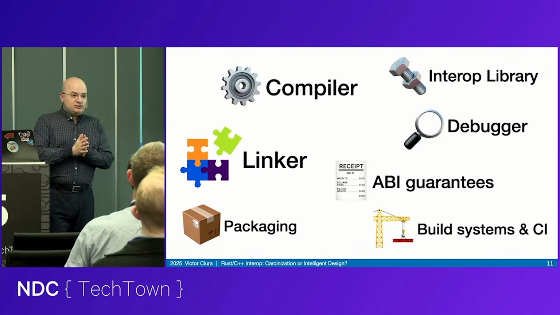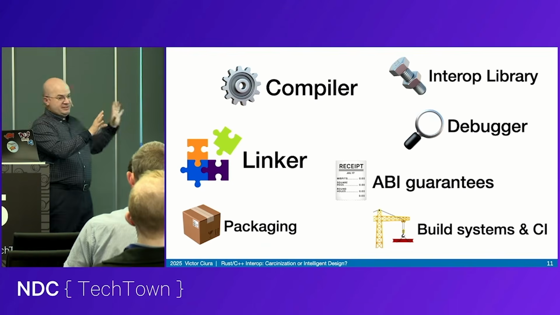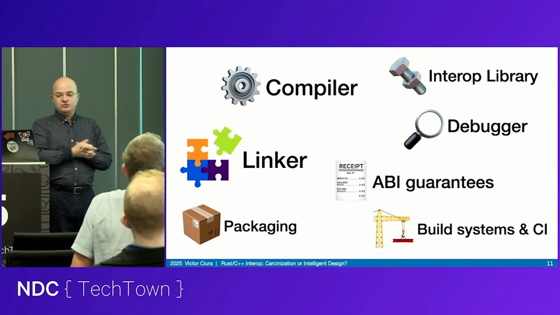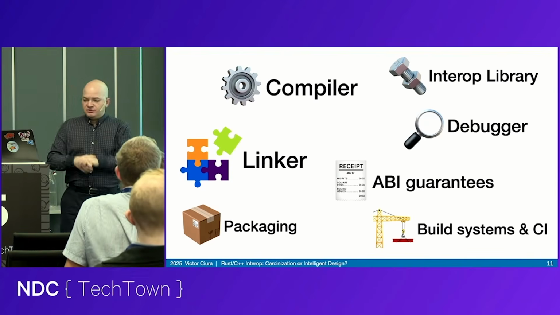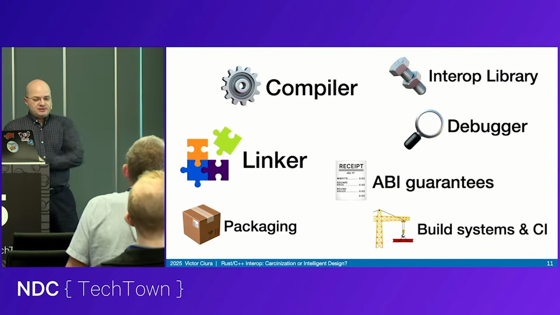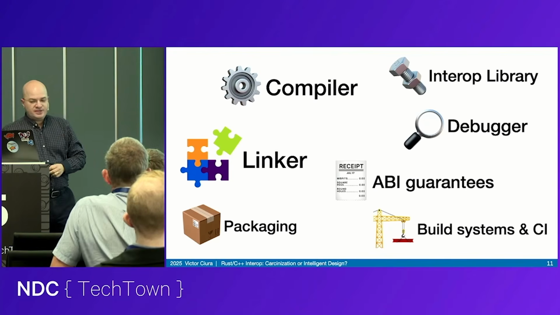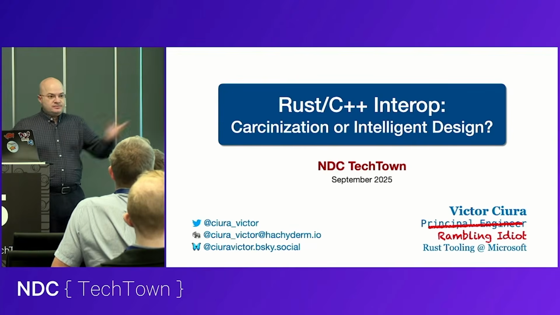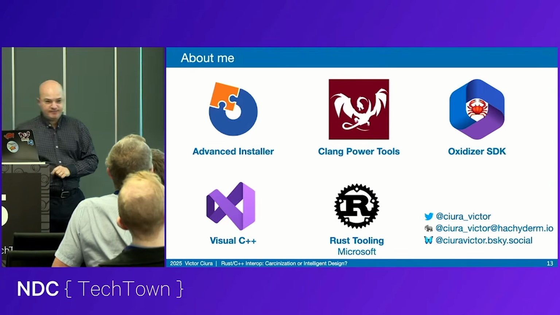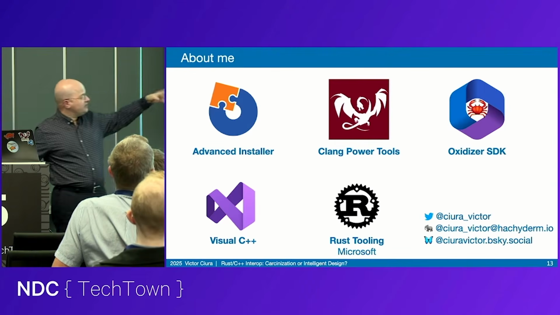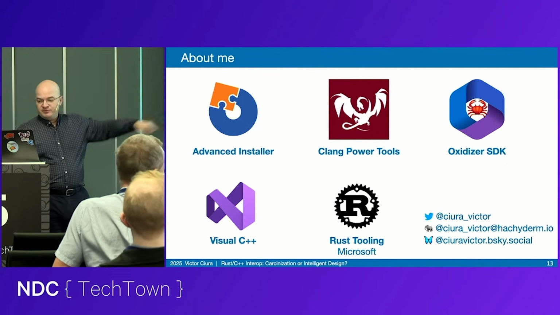So I truly believe that making this story work is dealing with all these pieces. Just focusing exclusively on one of them, like just the compiler, just the language part, or just the ABI part, it's not going to cut it. So it's really a story of all or nothing. So this is the Rust C++ Interop talk. This is some of the places where I've done damage in the past, and a few ways to shout at me if you really want to.